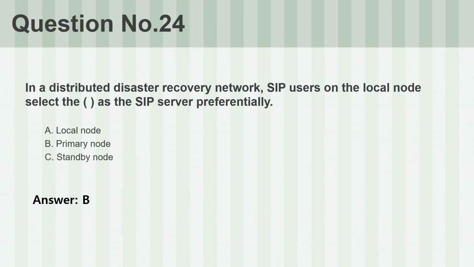Question number 24. In a distributed disaster recovery network, SIP users on the local node select the blank as the SIP server preferentially. A. Local node, B. Primary node, C. Standby node. Answer B.